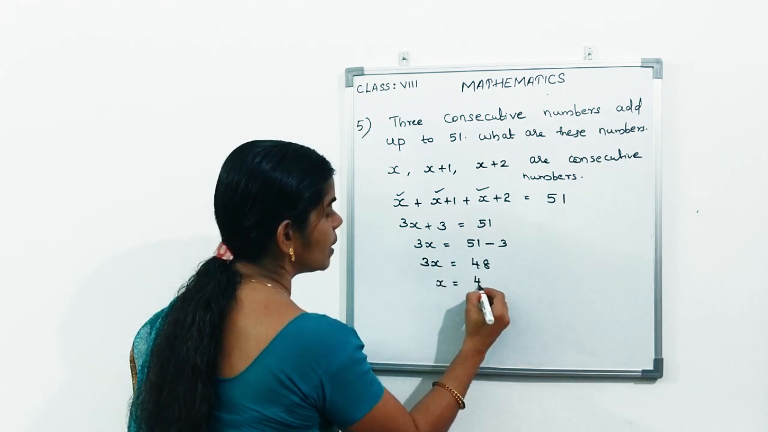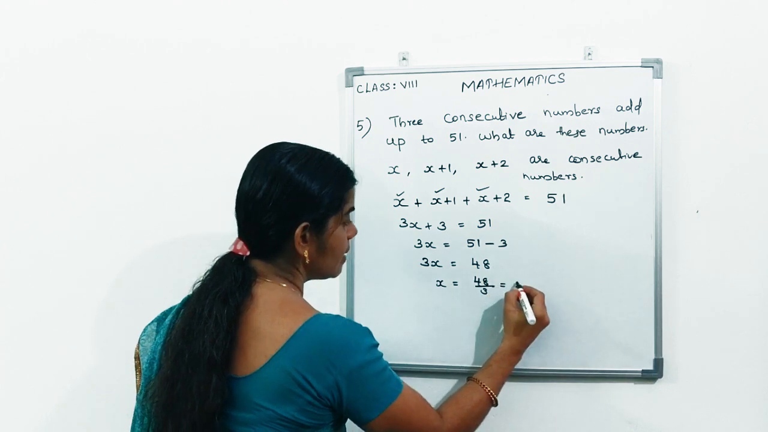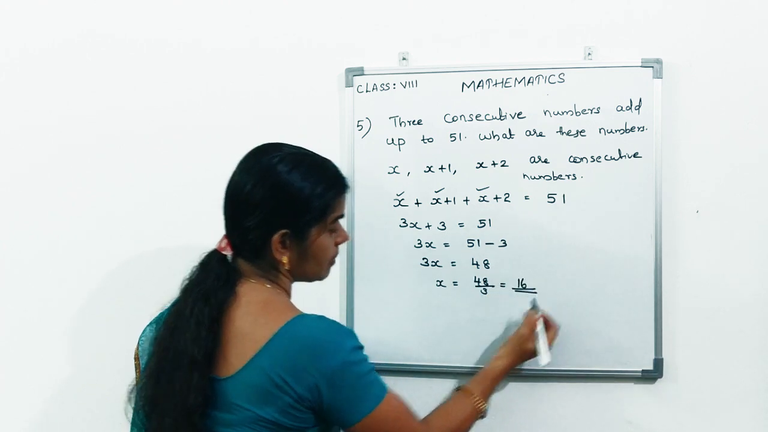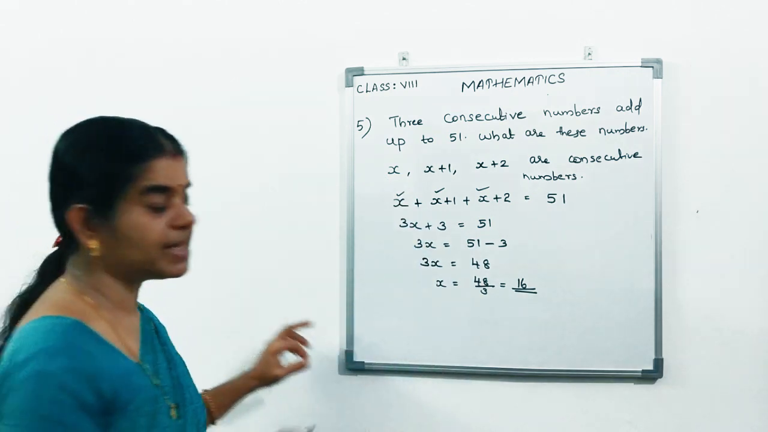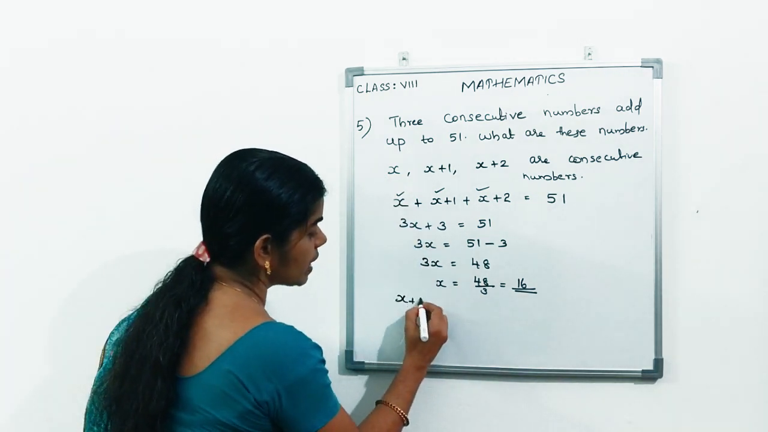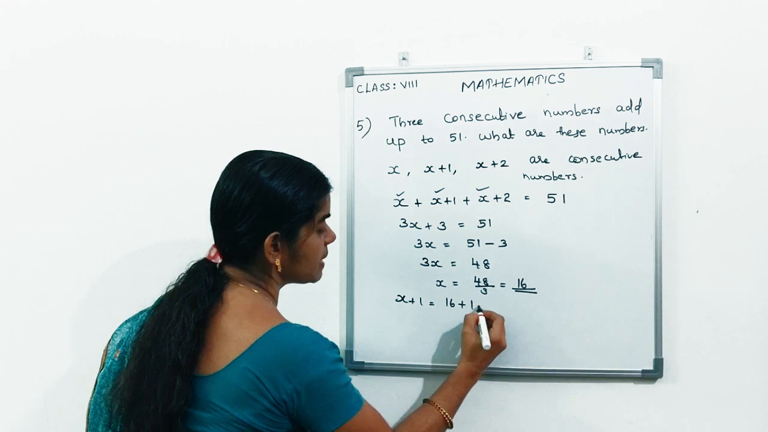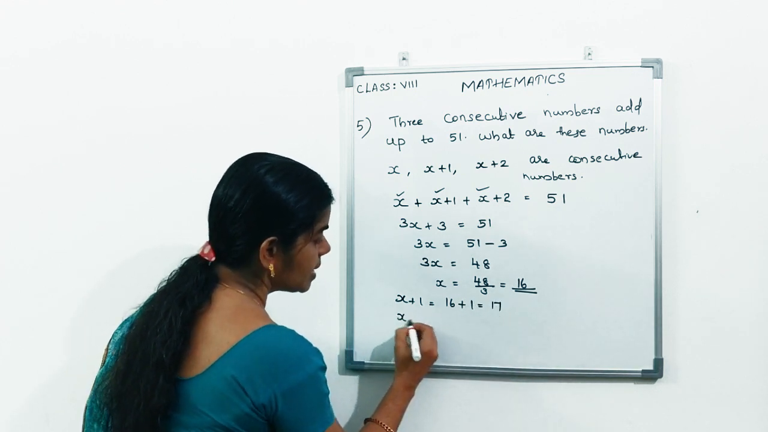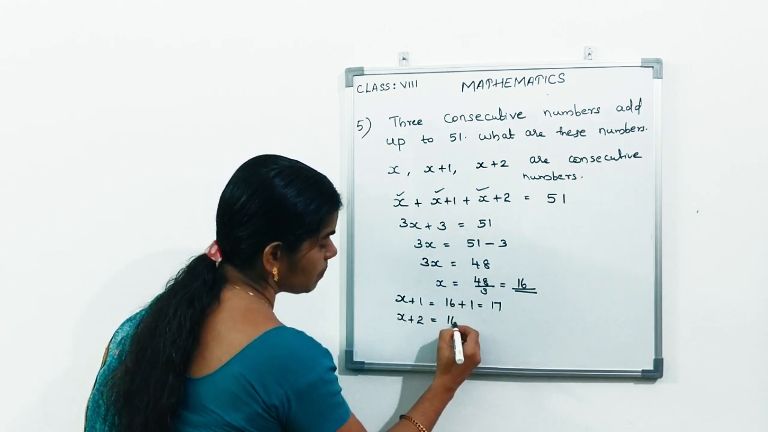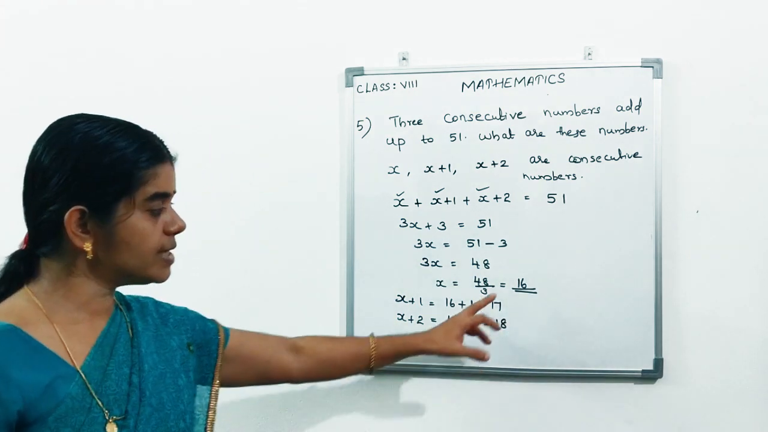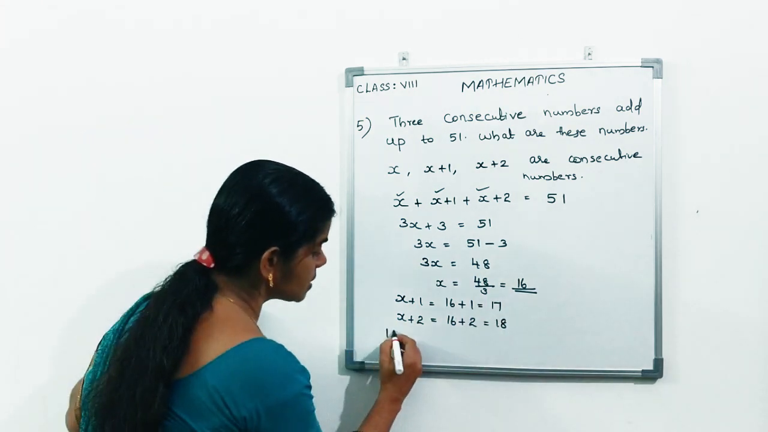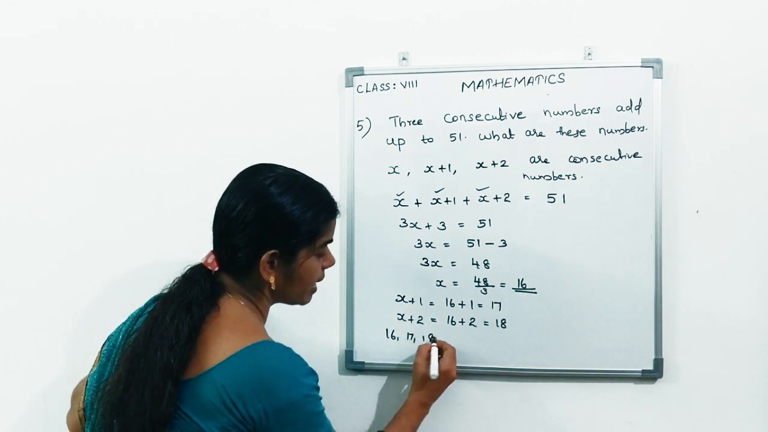Therefore, x is equal to 48 by 3. That is equal to 16. Therefore, the first number you got is 16. What will be the next number? x plus 1 will be the next number. Therefore, 16 plus 1 is 17. The next number is x plus 2. Therefore, 16 plus 2 is equal to 18. These are the three consecutive numbers: 16, 17 and 18.